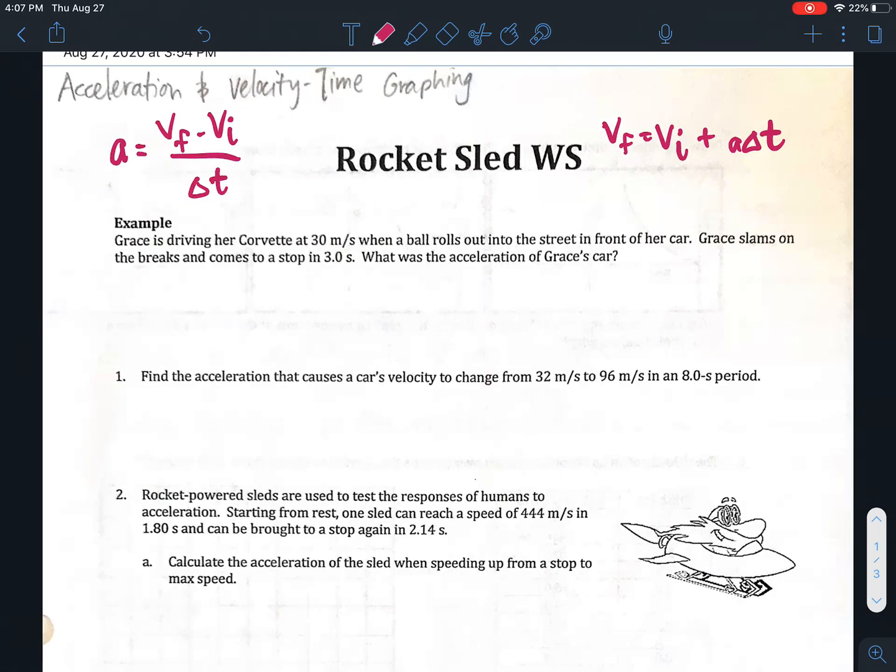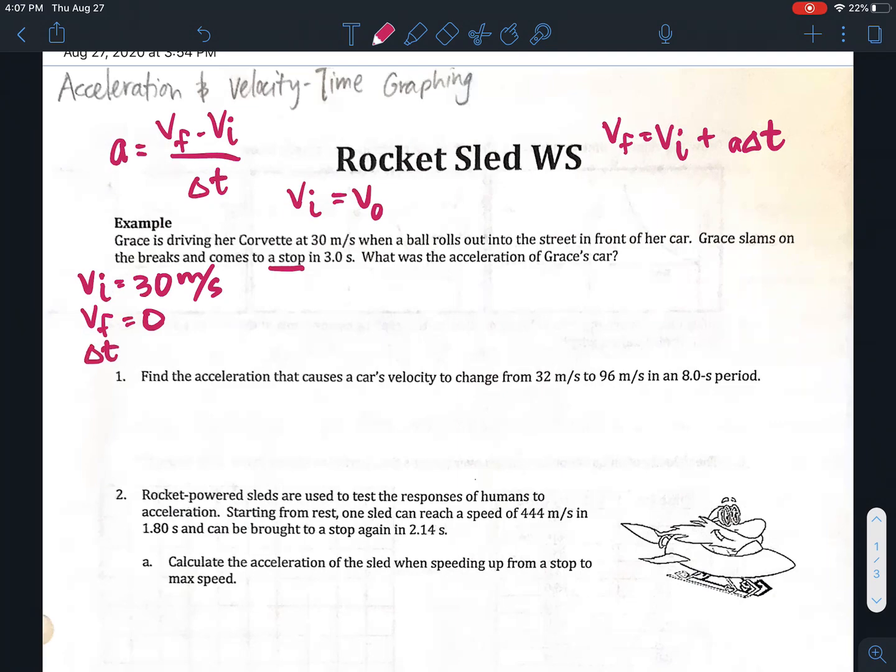Okay, so first of all, we're going to pull all the numbers out that we can. So we see that she's driving her Corvette at 30 meters per second initially, and so that's going to be my VI, or VO. By the way, VI is the same thing as VO, and you can use whichever notation you prefer. Then Grace slams on the brakes and comes to a stop. So that means VF is 0. That's one of those givens that's kind of hidden. You have to look for wording like started from rest or came to a stop.